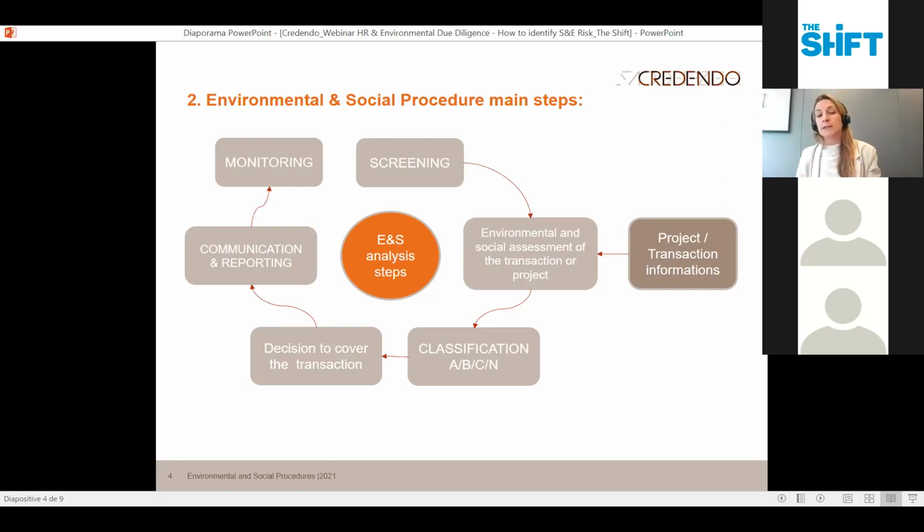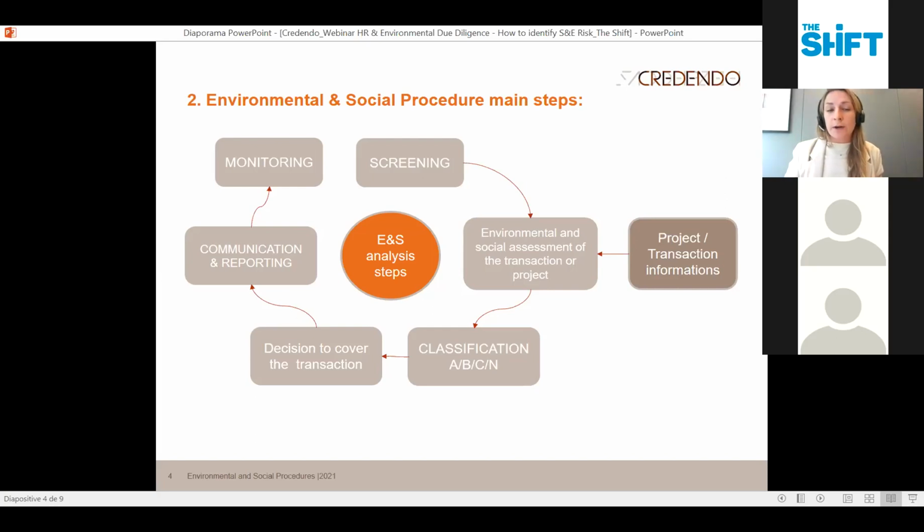Then, based on this ESG analysis, we will classify the transaction. A, B, C is the OECD classification. A is really high ESG risk, B moderate, and C is no impact or minimal impact, and N is not applicable. It's when it's not related to a geographical localization, not related to a project, so, not applicable.